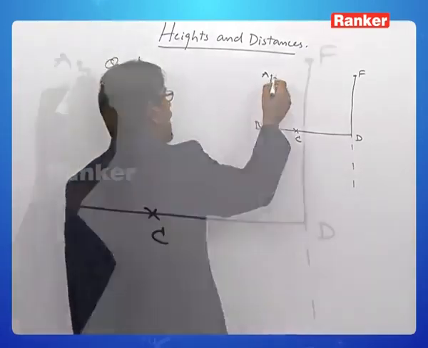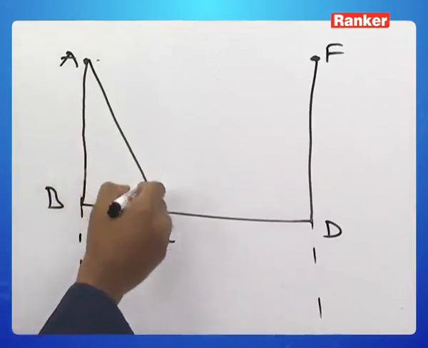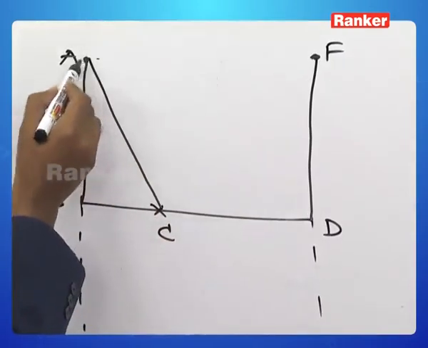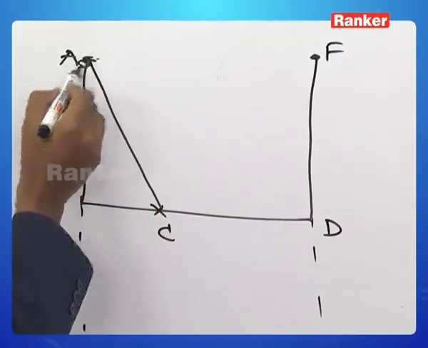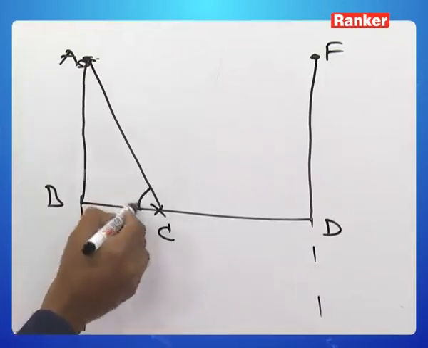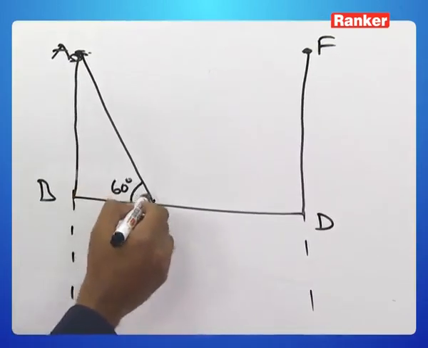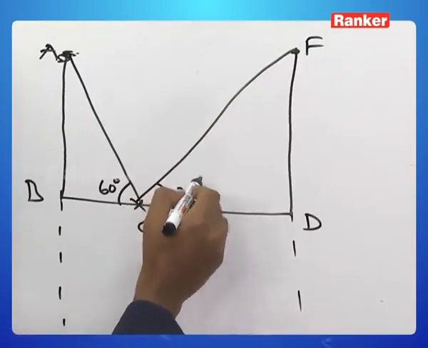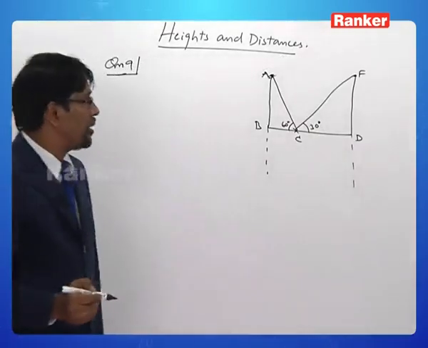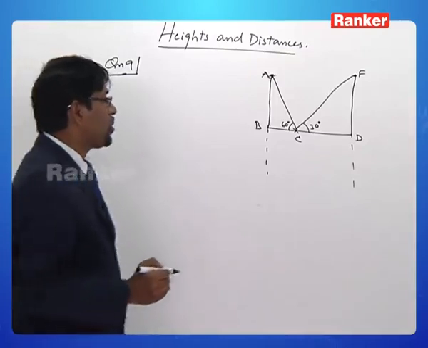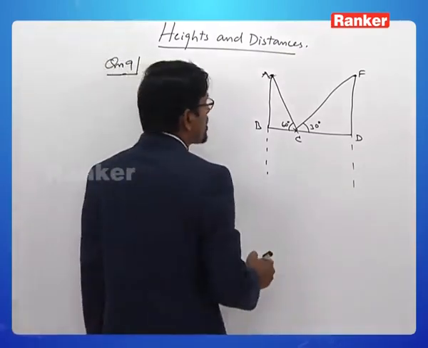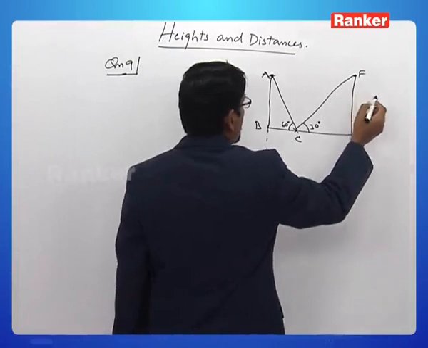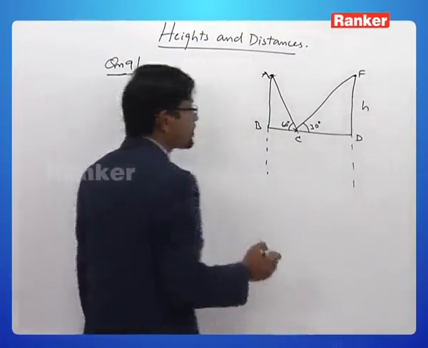if you measure the angles of elevation for the top of one of the poles, this is 60 degrees. And for the other it is 30 degrees. So what we are asked to find out is this height H.